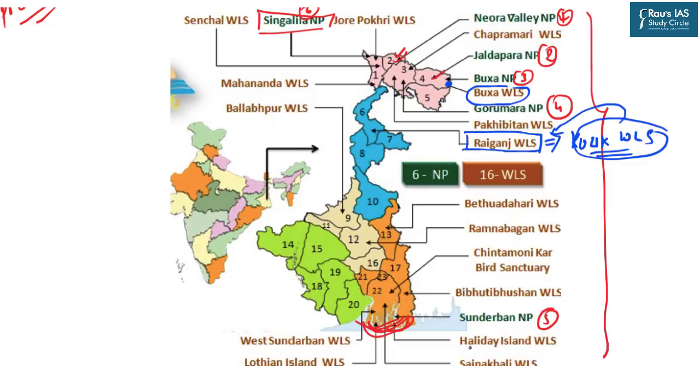Next important location is the Halliday Wildlife Sanctuary. Now this wildlife sanctuary is also very important from the examination point of view because many a times it is also in news. Next we also have West Sundarban Wildlife Sanctuary and the Lothian Islands Wildlife Sanctuary. Further, on the basis of the name of the river, in the northern part of West Bengal, we also have Mahananda Wildlife Sanctuary. So these are some of the important national parks and wildlife sanctuaries in the state of West Bengal, and you are required to memorize these.